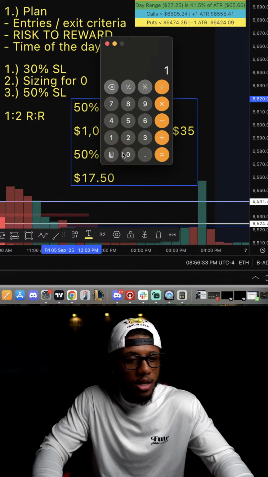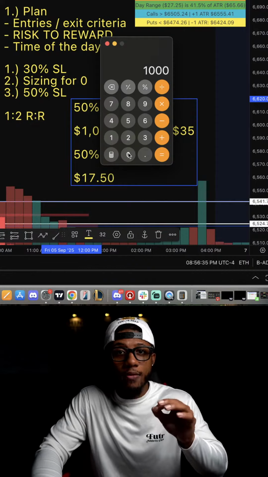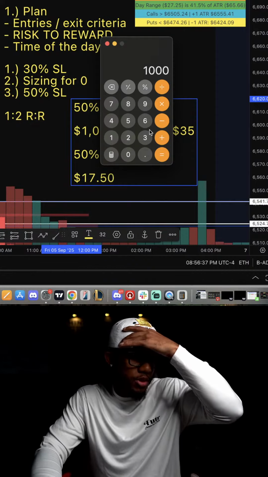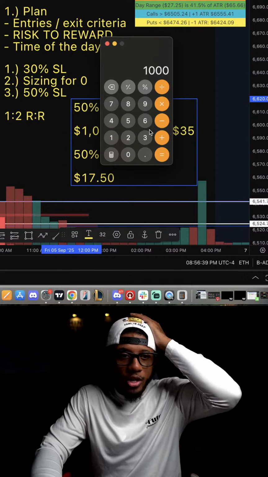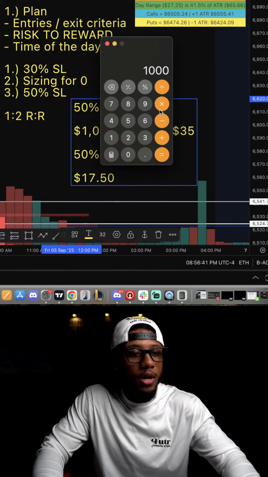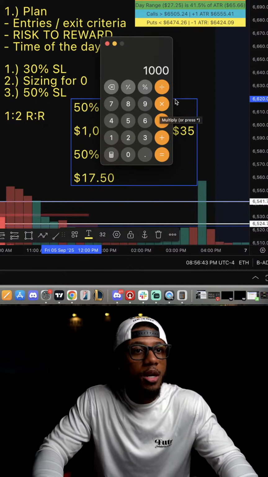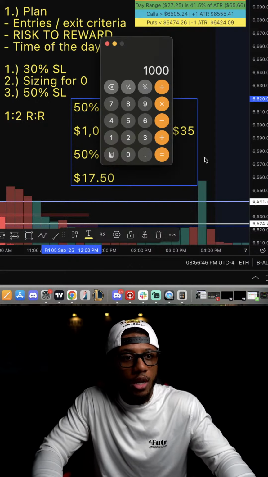So let's say you have a $1,000 account. This is how you're going to do the math. Every morning when you're about to trade, this is how you would do it. If you're trading options. If you guys are trading futures or Forex, I don't really know what to tell you. But for this scenario, say you have a $1,000 account.